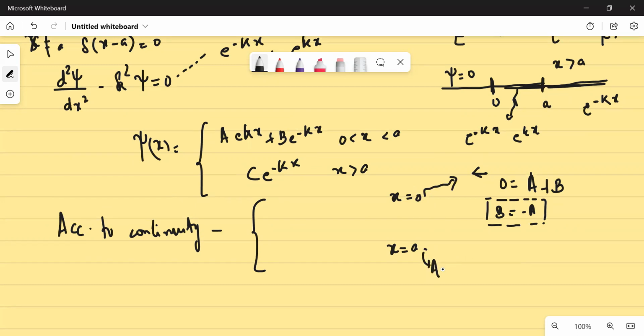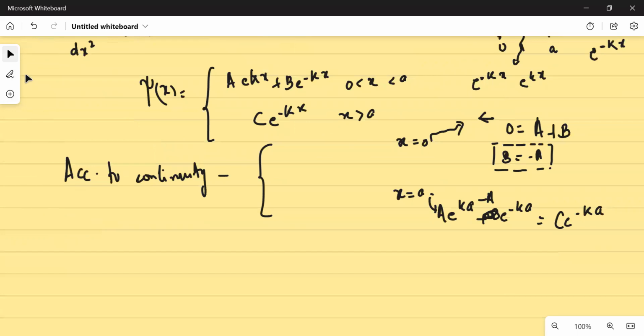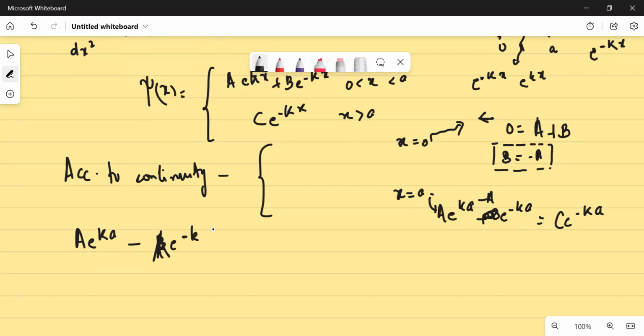And at x equal to a, it will be A e to the power ka plus B e to the power minus ka, and since B is minus A, I'll write minus A here, should be equal to C e to the power minus ka. Overall, there will be two conditions. One is that B should be equal to minus A, and the second yields A e to the power ka minus A e to the power minus ka equal to C e to the power minus ka. So your first you know, second you know.